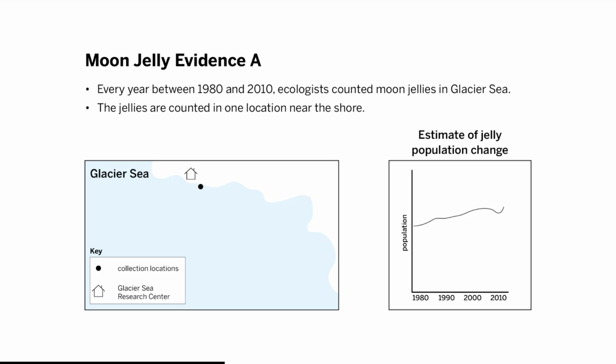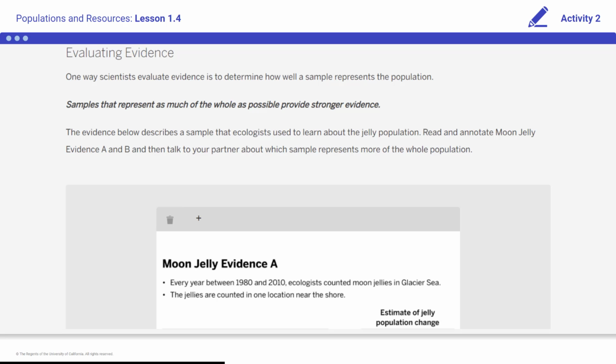Ecologists cannot count all of the organisms in a population. Instead, moon jellies in the Glacier Sea population were counted each year in a particular area over a period of 30 years. This data is used to make an estimate of how the population is changing. The graph shows an estimate of how the population changed from 1980 to 2010. Students, evaluate the evidence cards using the evaluation criteria.